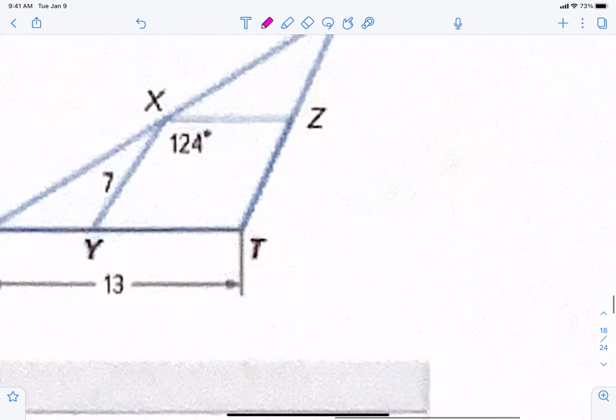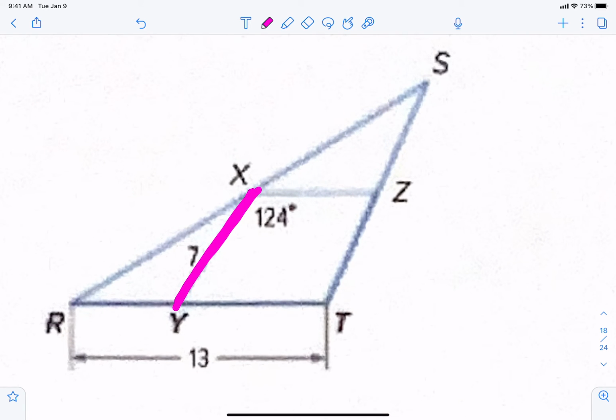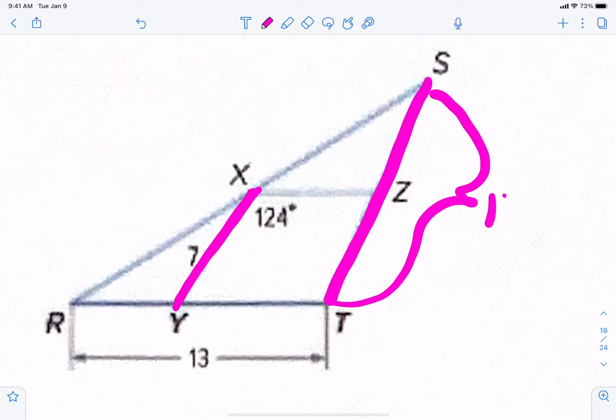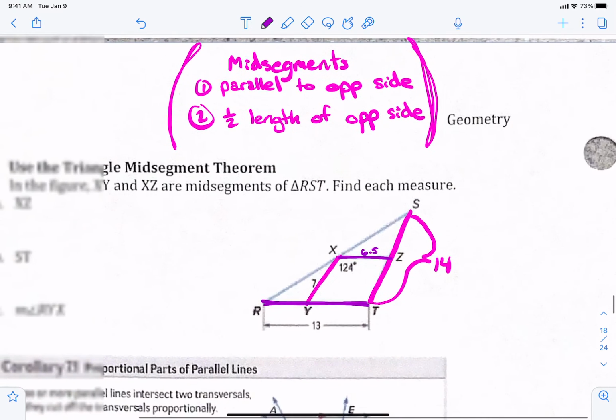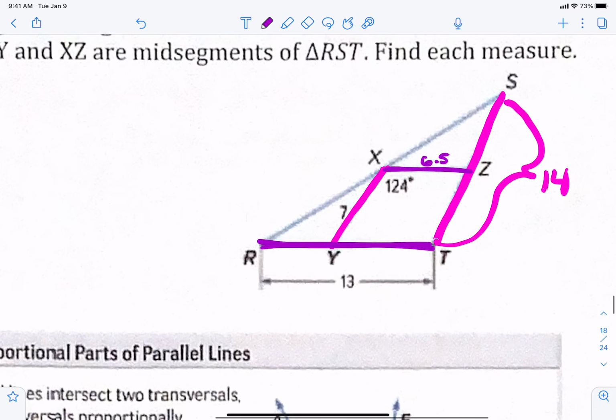Okay, XY, this length right here, how long is that? 7. So what other length can I determine and how long is it? 14. Which one? Blue. ST. This length from here to here has to be 14. Do you see that? If one is half of the other one. Now we also have another thing labeled. What else is labeled? 13. This is 13 right here. So what else can I determine? 6.5. What's 6.5? XZ. This guy is 6.5. Right? So it's going to be half of that.